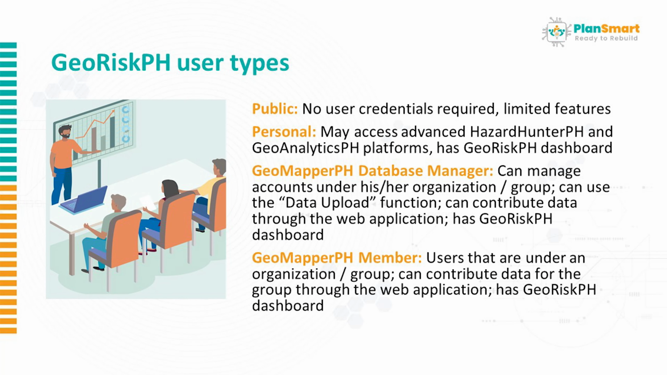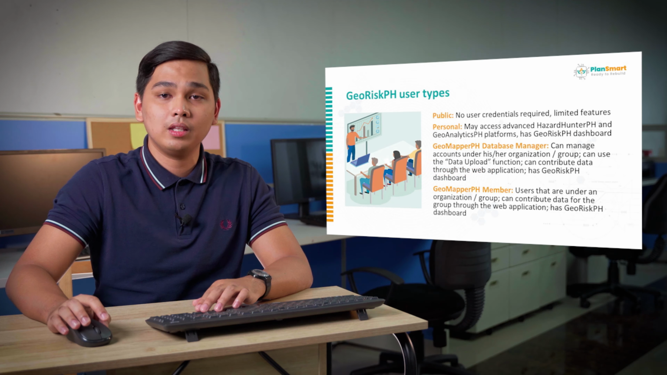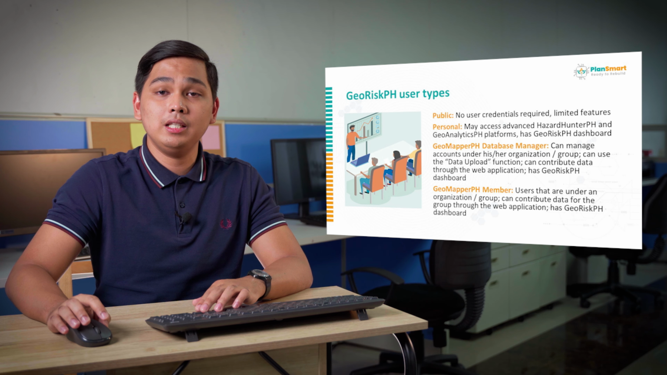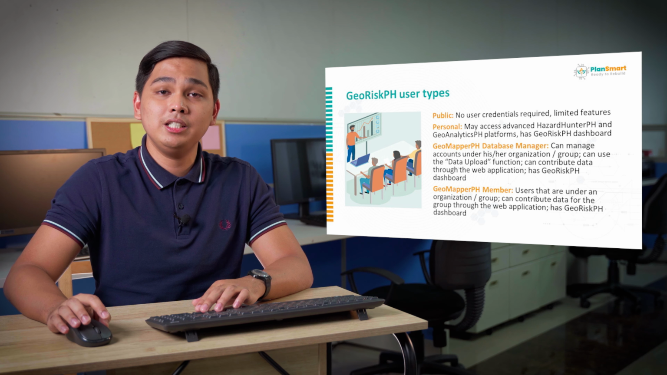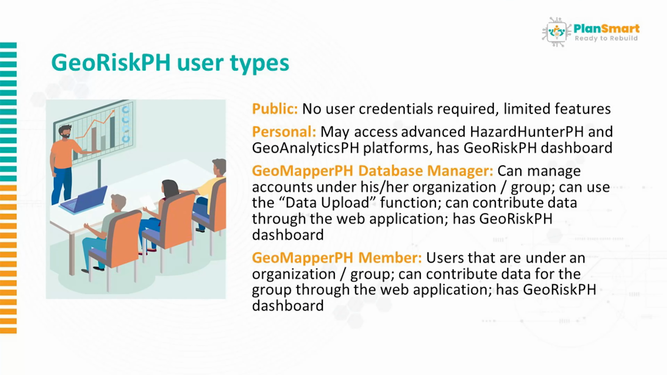Second is the personal account that has access to advanced Hazard Hunter PH and GeoAnalytics PH platforms and some of the GeoRiskPH dashboards. Third is the GeoMapper PH database manager. This user is responsible for managing accounts under his or her organization or group. It can use the data upload function and can contribute data through the GeoMapper PH web application and dashboard.